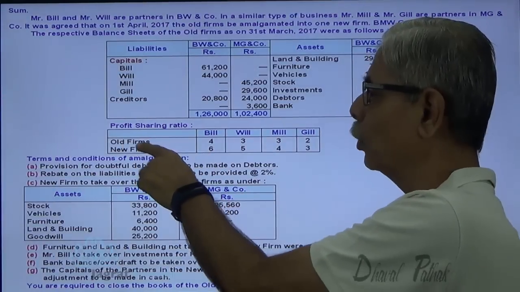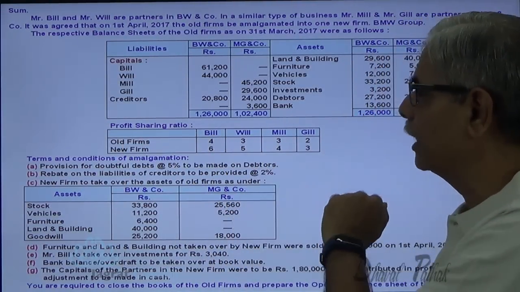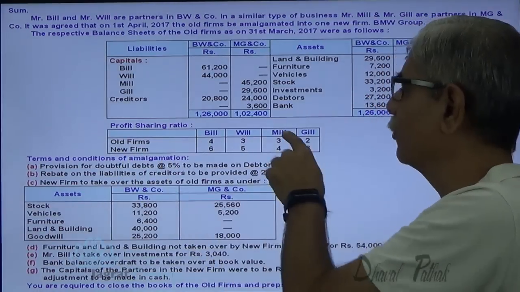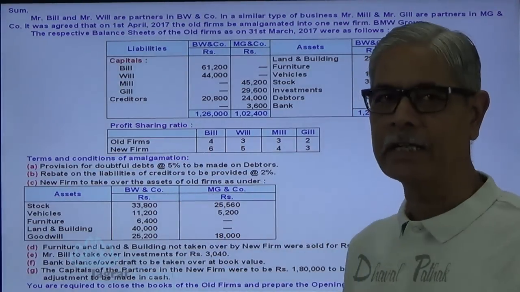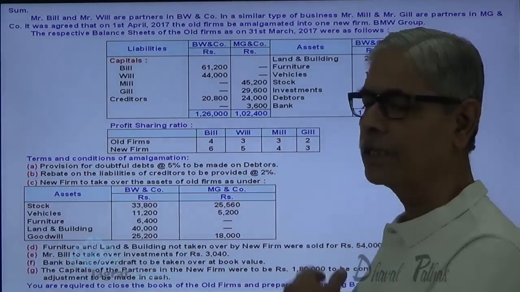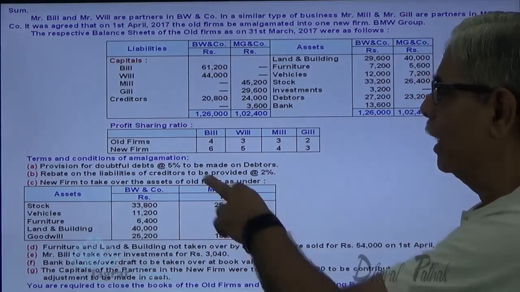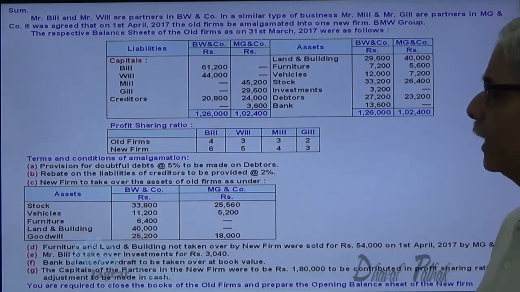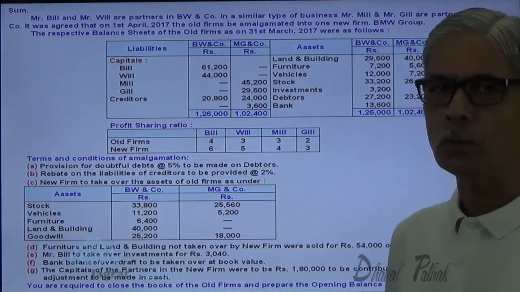Profit sharing ratio in the old firm of Beal and Gill is 4:3. Profit sharing ratio in the old firm of Beal and Gill is 3:2. And in the new firm, the profit sharing ratio is 6:5:4:3. The terms and conditions for amalgamation are: provision for doubtful debt at the rate of 12% is to be made on debtors. Rebate on liability of creditors is to be provided for 2%.